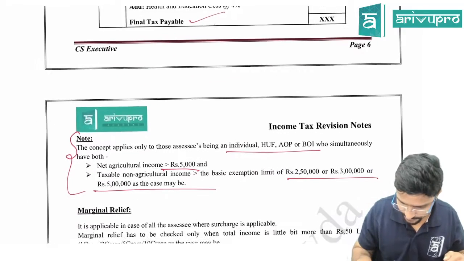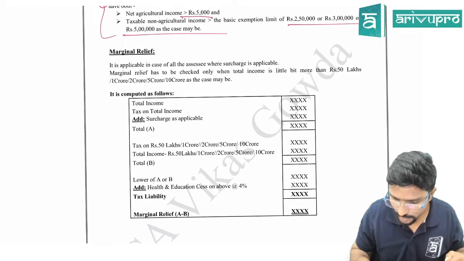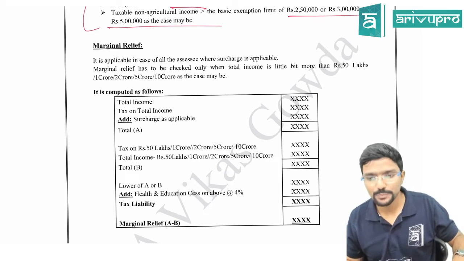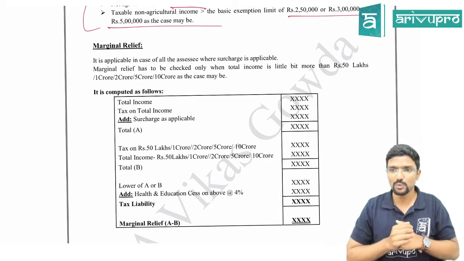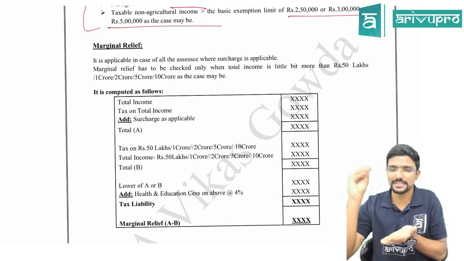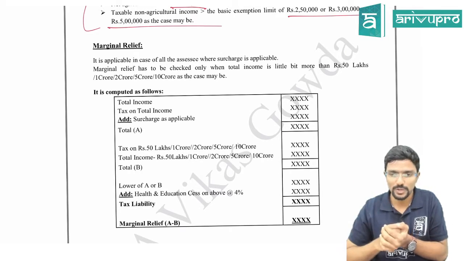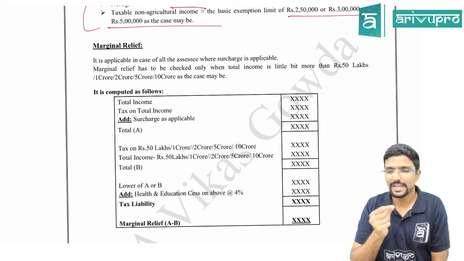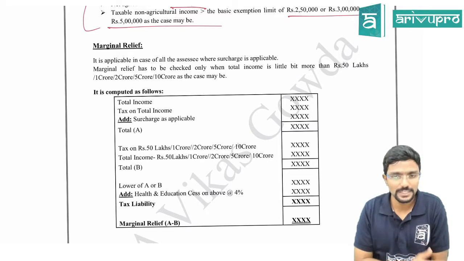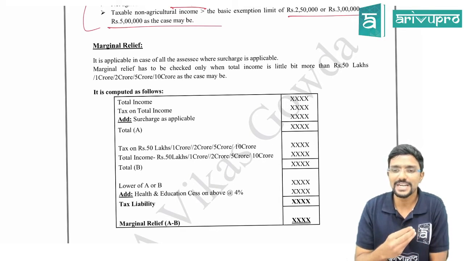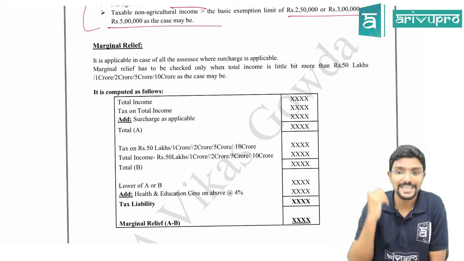So please be careful. And then the concept of marginal relief. Sir, what is marginal relief? See, this is the concept to give some relief to the assessee who is paying surcharge just because their income has crossed some limits, that is 50 lakh, 1 crore, 2 crore, by just a little amount. For example, you have to pay surcharge if your total income crosses 50 lakh. Assume your income is 50 lakh 20,000. So you are paying surcharge at 10% on your total tax amount.